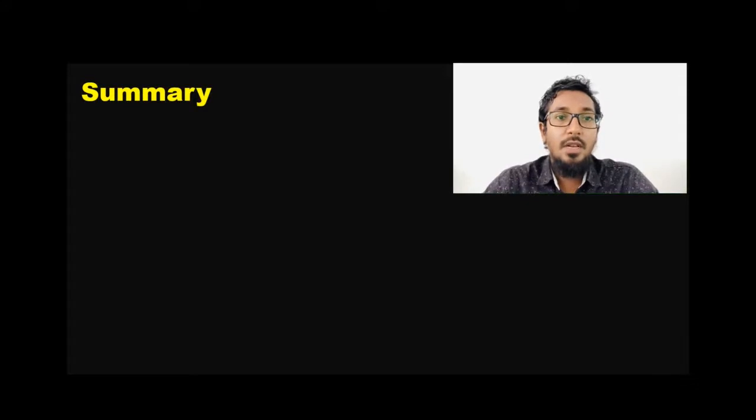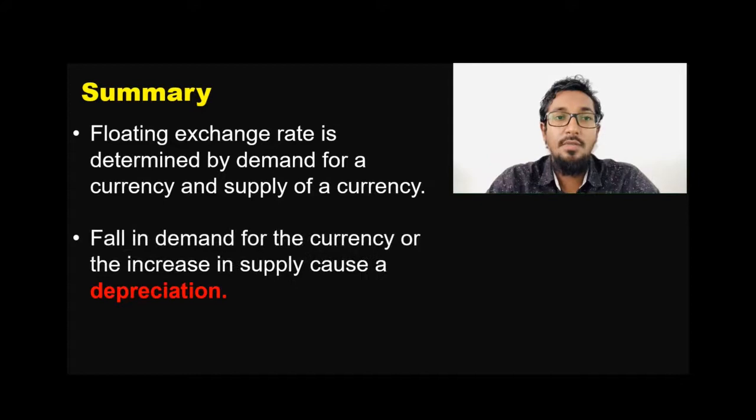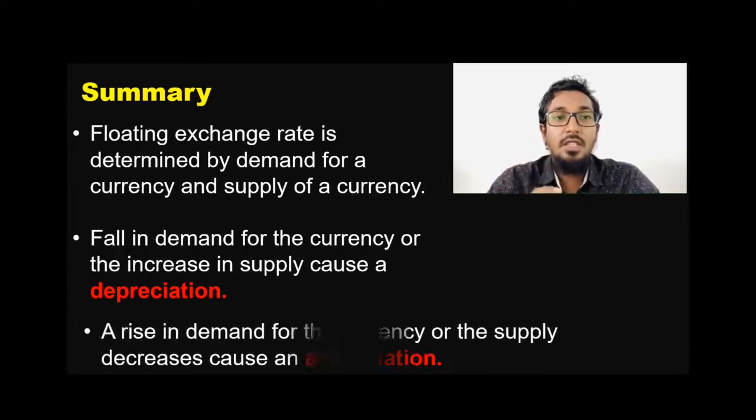Before I conclude the main lesson, I would like to summarize what we studied just now. We know that in a floating exchange rate, the exchange rate is determined by the demand for the currency and the supply of the currency, isn't it? And we know that if there is a fall in demand for the currency or an increase in the supply of the currency, it will cause a depreciation. Similarly, if there is a rise in demand for the currency or a decrease in the supply, it will cause an appreciation of the currency. So basically these are the main three ideas we studied in this lesson.